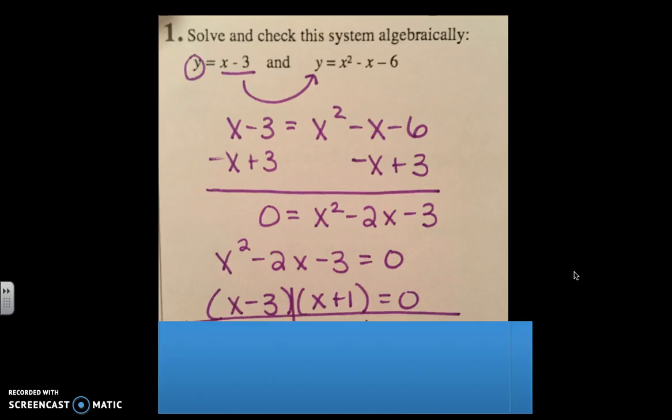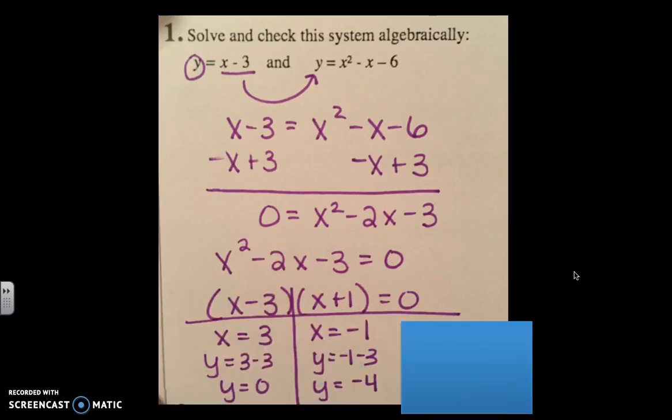Because this is equal to 0, I'm going to do my t-chart. The t-chart gives me answers of +3 and -1. And then after that, you can see I plugged those into the original linear equation. So I would always suggest you go back to the linear equation. You can go to the quadratic, but the linear is better. So y equals x minus 3.